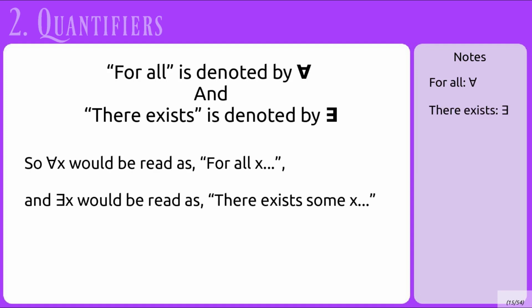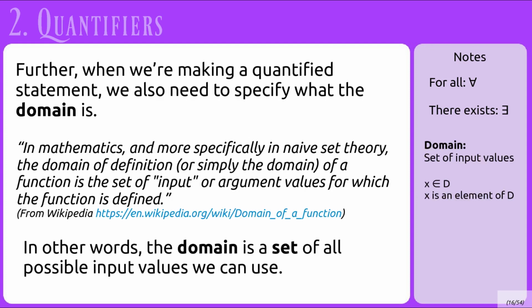The for all symbol looks like an upside down A, and the there exists symbol looks like a backwards E. So when you see an upside down A with an X next to it, it would be read as for all X, and if you see a backwards E with an X next to it, it would be read as there exists some X. Further, when we're making a quantified statement, we also need to specify what the domain is.